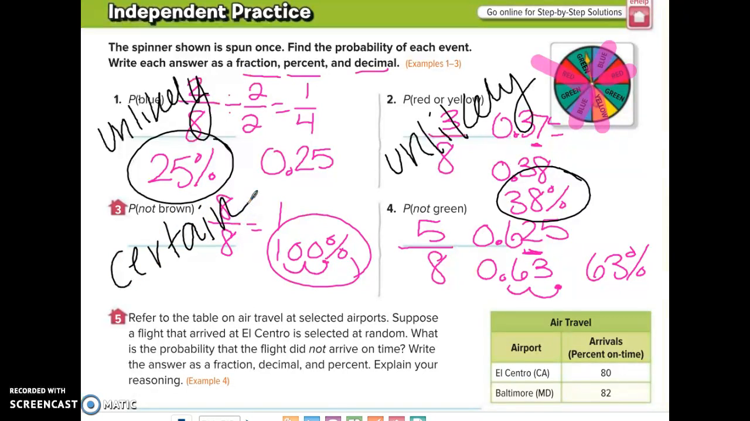Number 4, we got 63%. So this one, it's over 50%. It's greater than half. It's more likely to happen than to not happen. It's more than that. So we would classify this one as likely to happen. Okay, so again, we're taking our words that we talked about on Thursday and we're describing them to situations.